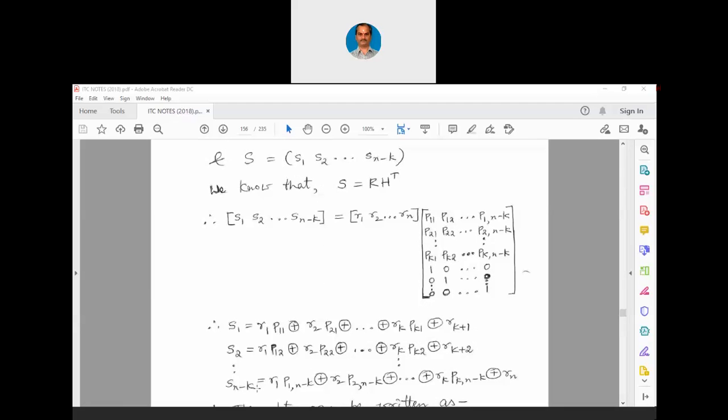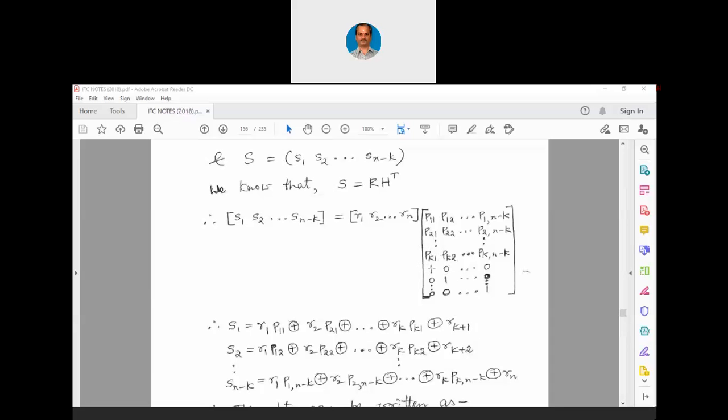And lastly, S(n-k) is R1 into P(1,n-k) XORed with R2 into P(2,n-k), and that way it goes on till the end. Okay, what is this last term XORed with? Rn. You can see that we have this identity matrix here, so even with S1, the last element XORed is R(k+1). That is because we have the identity matrix there.